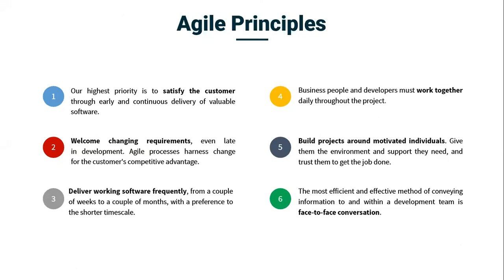Next, in dynamics review, we will see the 12 Agile Principles. Number 1, satisfy the customer. Number 2, welcome changing requirements. Number 3, deliver working software frequently. Number 4, work together. Number 5, build projects around motivated individuals.